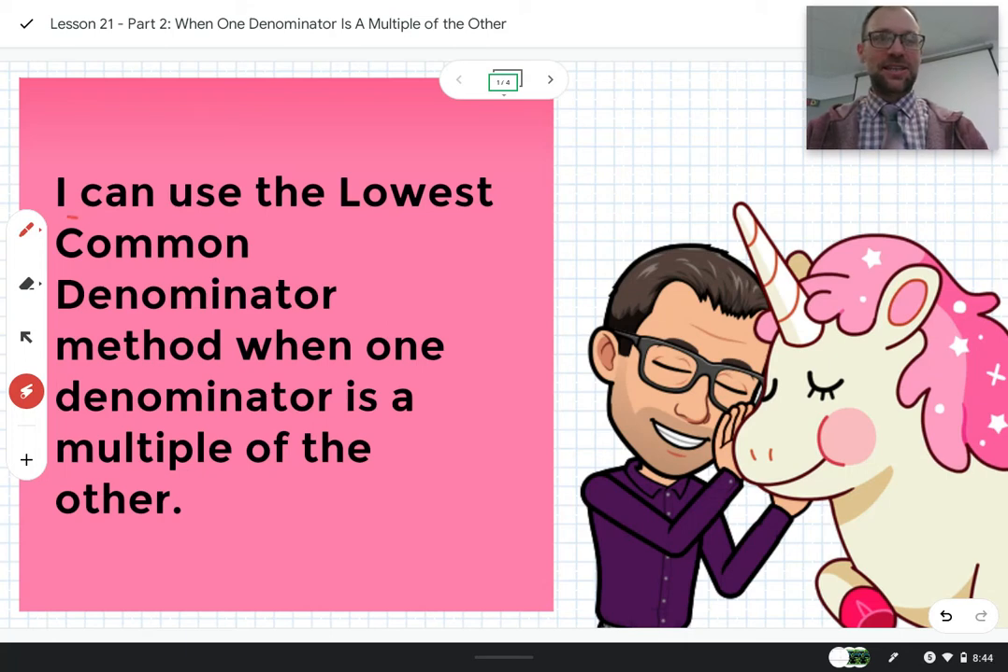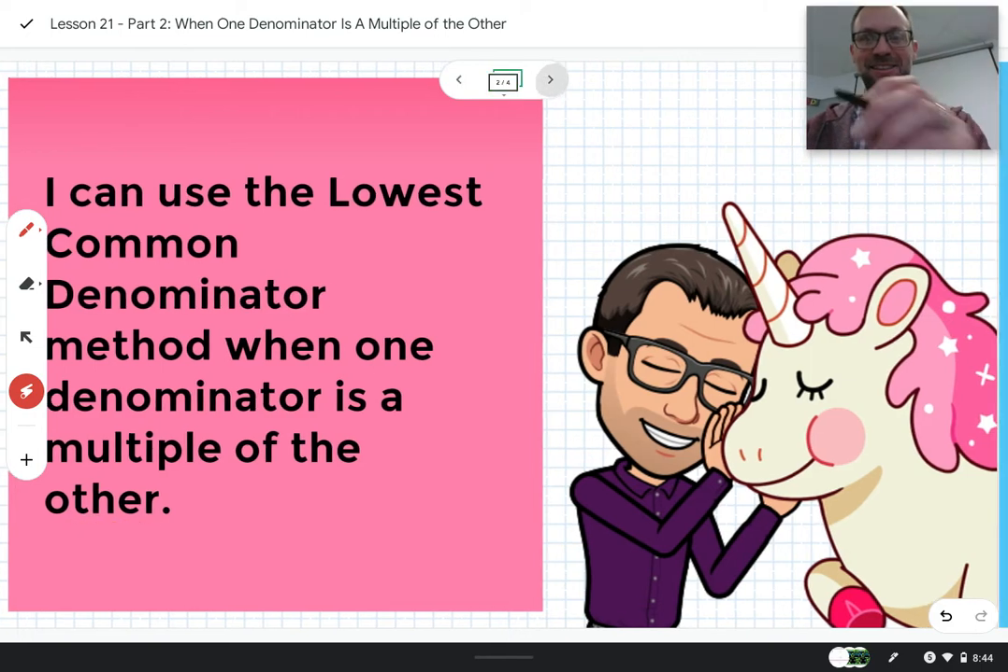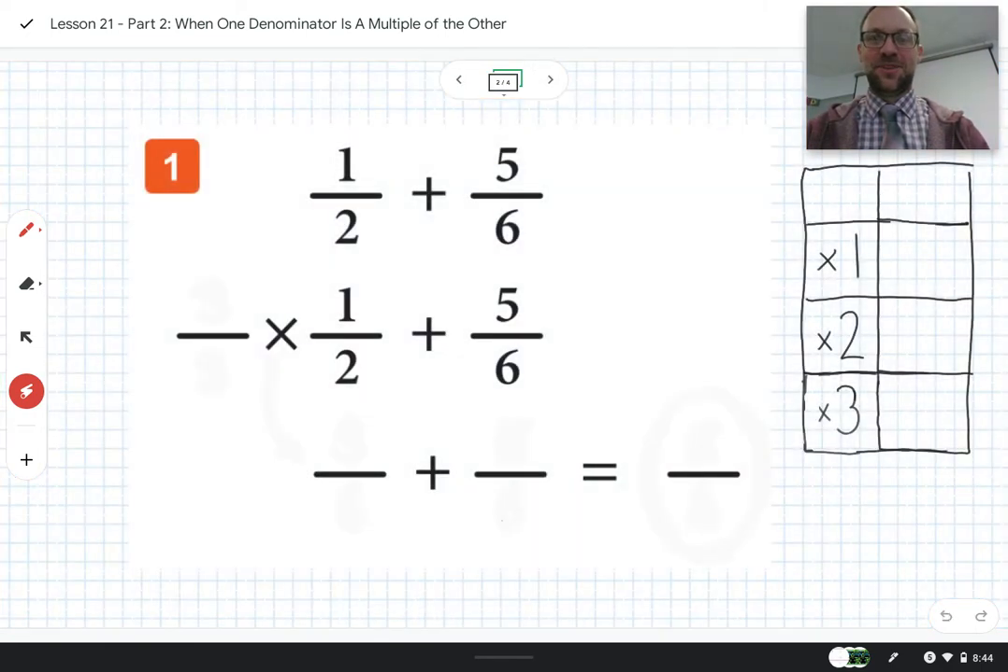Today's learning target is I can use the lowest common denominator method when one denominator is a multiple of the other. Today's lesson is all about a shortcut. Let's learn it. All right, so here we have our first problem, 1/2 plus 5/6.